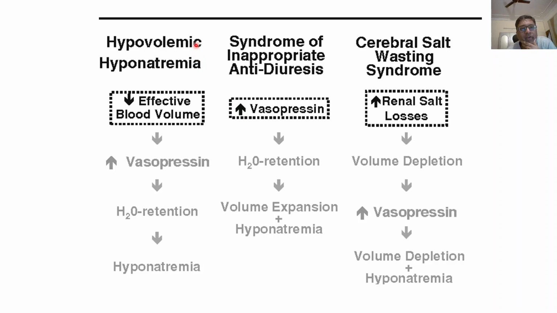So when we have hypovolemic hyponatremia, decreased effective blood volume, the common mechanism is increased vasopressin secretion. Whenever we have SIADH, the name itself says that inappropriate ADH is being secreted, vasopressin is more. There is water retention, volume expansion, and hyponatremia. It's dilutional hyponatremia. In salt wasting, there are more renal salt losses. The volume depletion is happening because of salt losses, with more urine output. Here also, vasopressin will increase. Volume depletion with hyponatremia is going to happen.